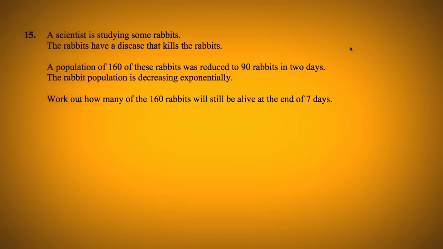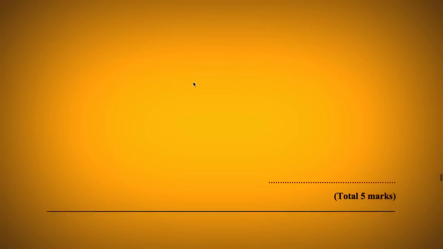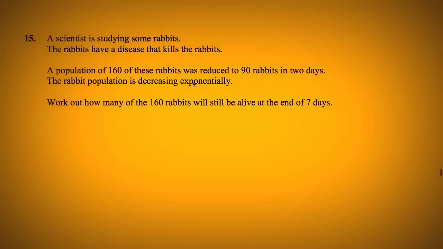Question 15. A scientist is studying some rabbits. The rabbits have a disease that kills the rabbits. A population of 160 of these rabbits was reduced to 90 rabbits in 2 days. The rabbit population is decreasing exponentially. Work out how many of the 160 rabbits will still be alive at the end of 7 days. This is a 5-mark question, so there's a lot to work out here.